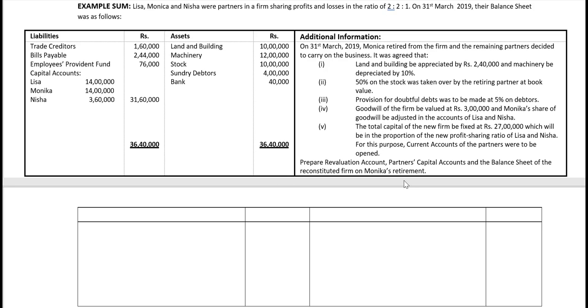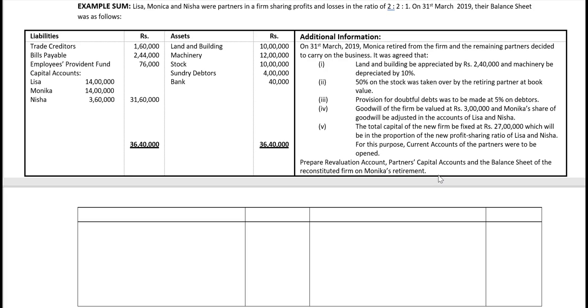So we need to note the point 5. It says the total capital of the new firm is to be fixed at 27 lakh, which has to be in the NPSR of Lisa and Nisha. Further, it says that the adjustment has to be made through partners' current accounts. So this is the first method of adjustment of capital sum, where the total capital of the new firm will be given. And in this sum, we need to make the adjustment through partners' current accounts.